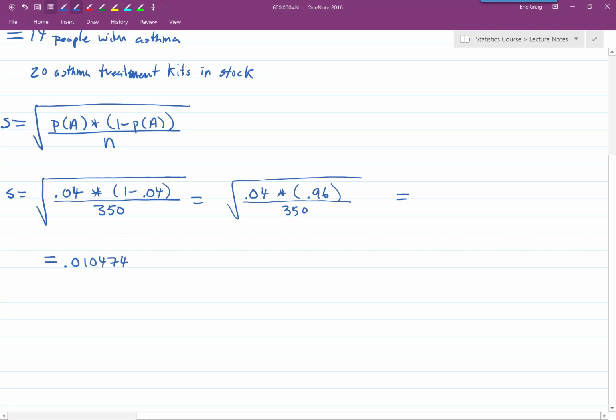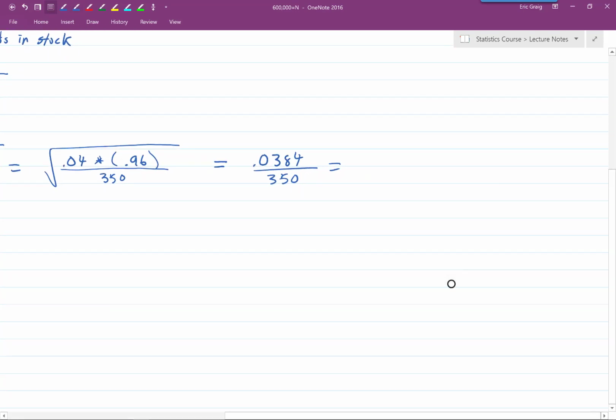This top part becomes 0.0384. Bottom part becomes still 350. And let's divide that by 350. Okay, and we're going to get a really silly number. Oops, put the square root up there. Don't forget that. We're going to get kind of a silly number, 0.00010971 according to my calculator.